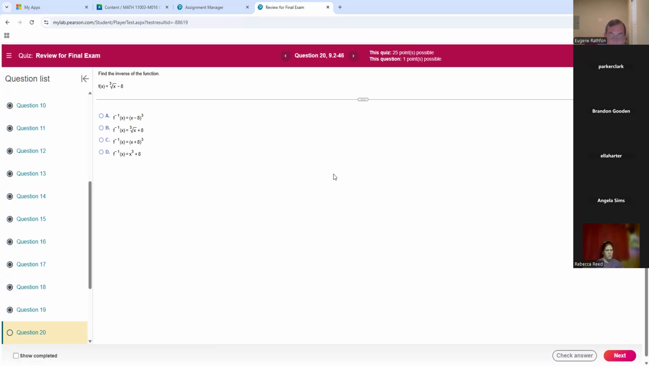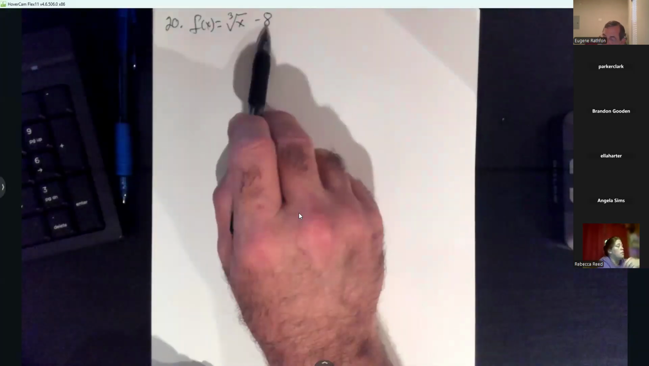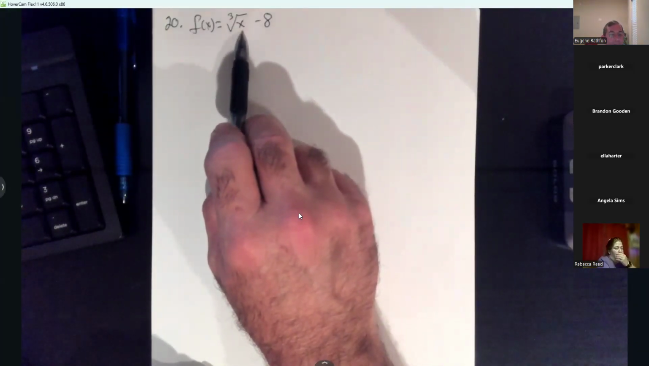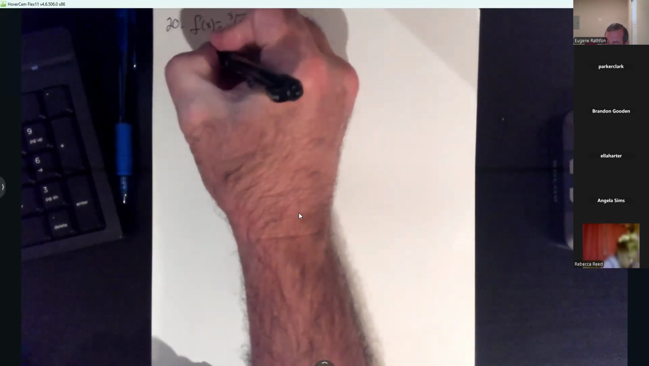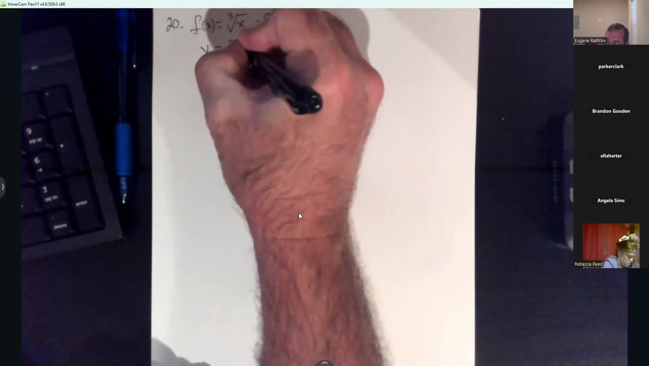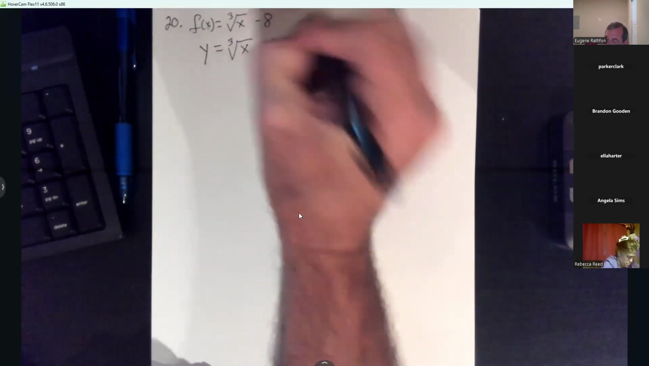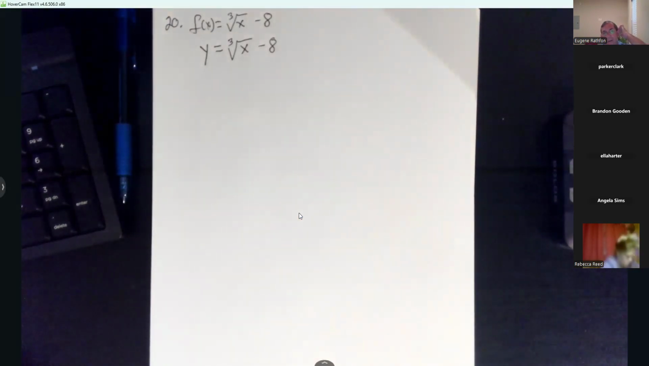All right, number 20, find the inverse. They're giving me f of x equals cube root of x minus 8. So this is similar to one I had on that test 4, but it's a little different because this 8 ain't under that radical, okay? All right, we're finding the inverse. We're going to change the f of x into a y. So that equals cube root of x minus 8. So y'all, if you're finding the inverse, what was your next step?